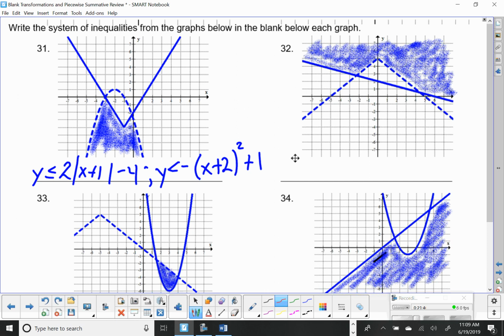Next one over here, we have y greater than negative absolute value of x plus 5. It's dashed. It's upside down. I got that going on. Now the next one is just a line. So I'm going to have y greater than or equal to, because it's solid, the slope down 1, right 3. So negative 1/3 x, and I'm crossing the y-axis at 2, which is my y-intercept. And I'm done.